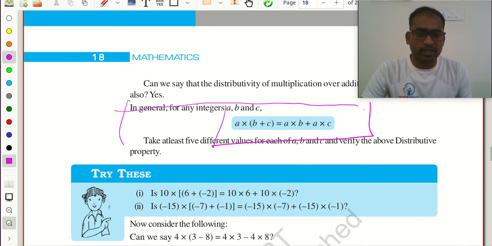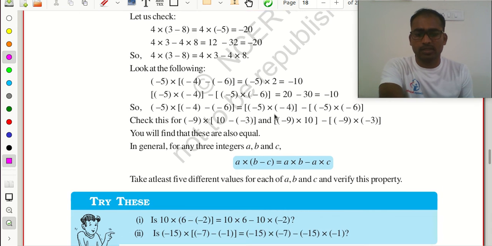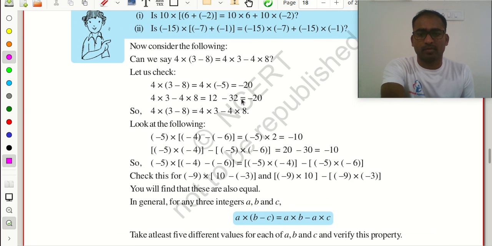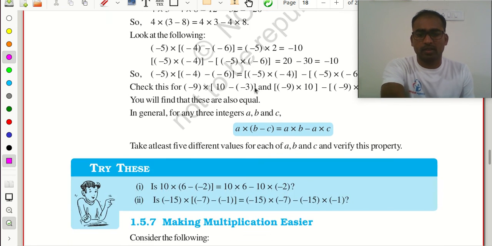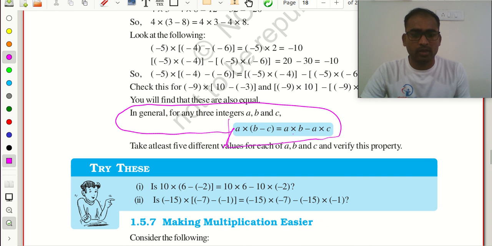For any integers A, B and C, for the distributive property to hold, this relation has to be satisfied: A multiplied by B plus C is equal to A into B plus A into C. This is the thing. Now for subtraction, we will check. We did plus, A into B plus C. Next we will do B minus C. Then A into B minus A into C. This has to happen for integers A, B, C.